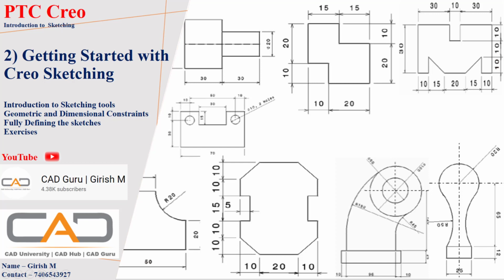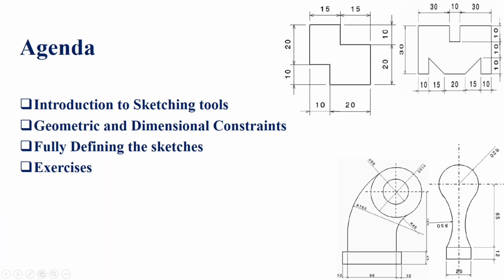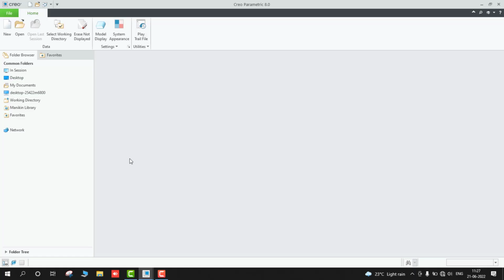Okay, the agenda here is to deal with the Sketcher workbench in Creo, and we'll see the sketching tools and how to use them, how to apply geometric and dimensional constraints, how to fully define the sketch, and the alternative ways to fully define sketches. And a few exercises as well. So we'll start with the basic sketch, then intermediate level and quite advanced level. So let's get started. If you're completely new to the workbench, this is the tutorial which will help you a lot.